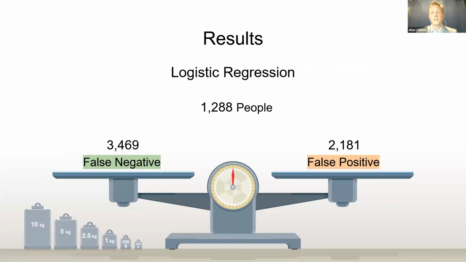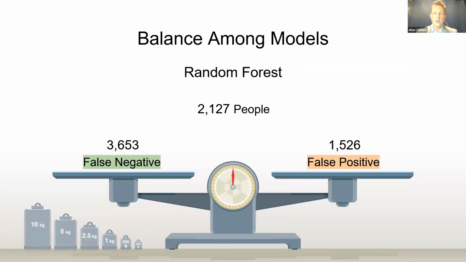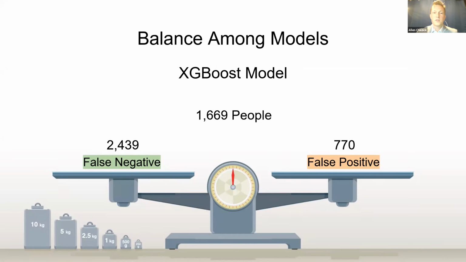Results from the logistic regression provided the lowest ratio of false negatives to false positives, but also had the highest rate of misclassified people. The random forest had a ratio of 2.3 to 1 for false negatives to false positives, but overall, we predicted more people correctly. Results from the boosting model showed the highest ratio at 3 to 1, but the total amount of people who were incorrectly predicted was the lowest.